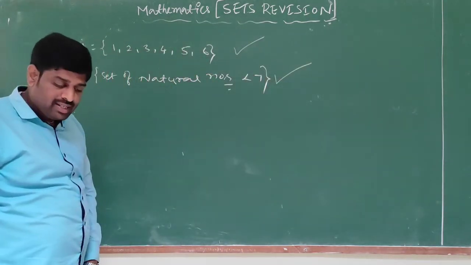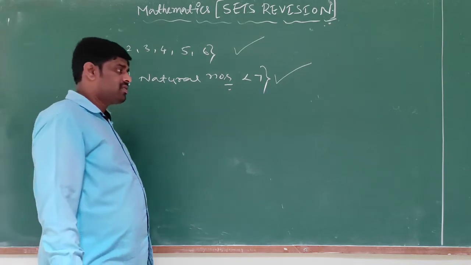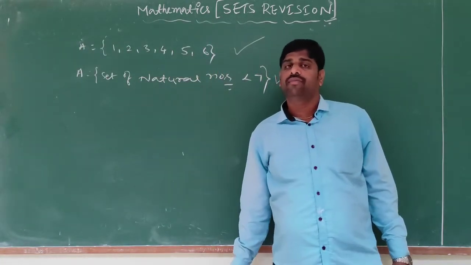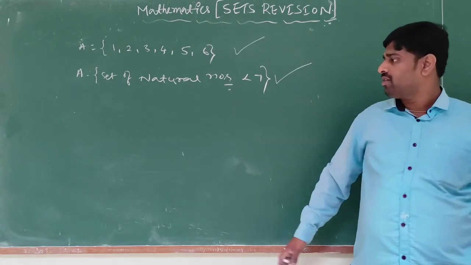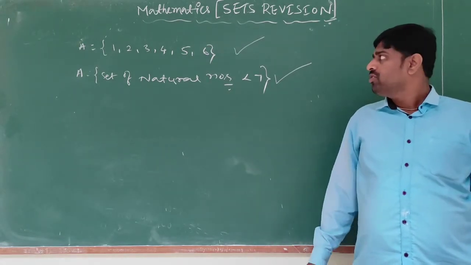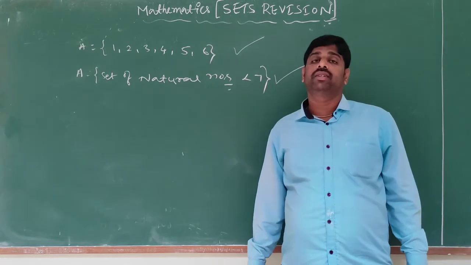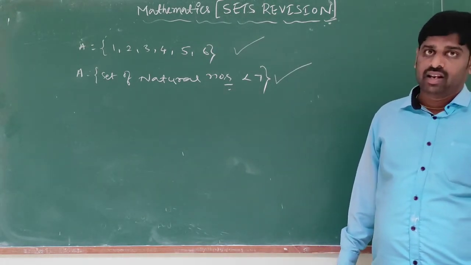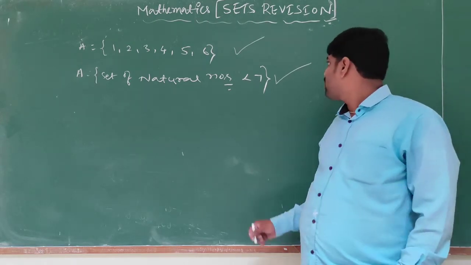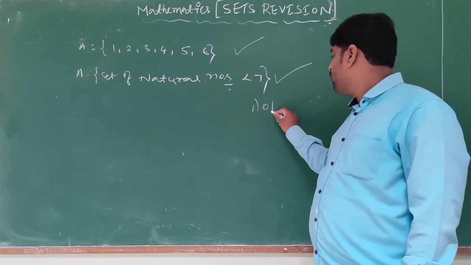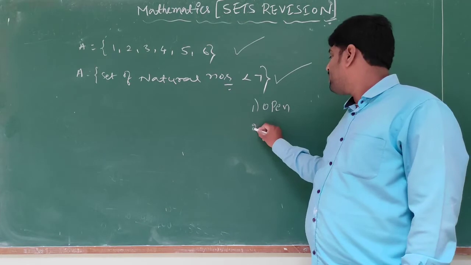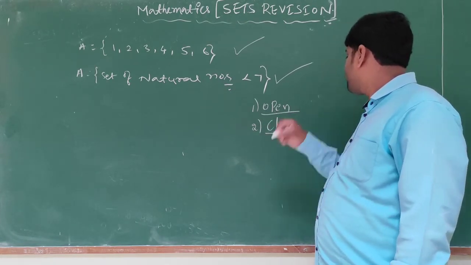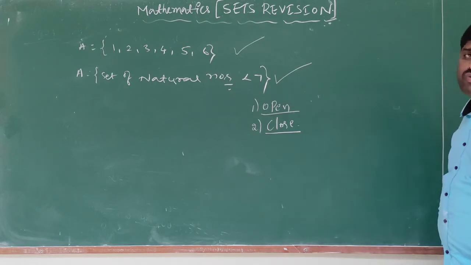Next, after this we will discuss intervals. This is a revision class only. I am revising the full chapter once again. So, what is an interval? A set defined in a certain range is called an interval. There are two types of interval. One is open interval, another one is closed interval.